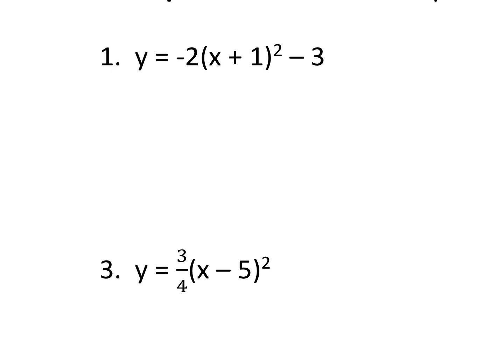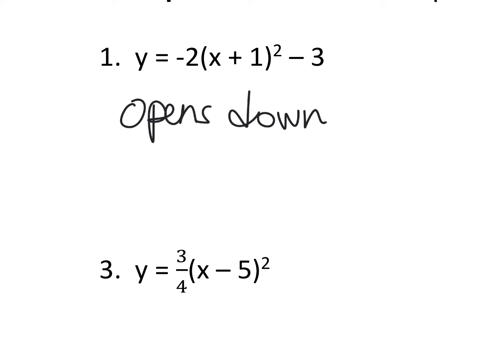Does this open up or down? It opens down because it's been reflected, the negative in front. So it opens down. And now we want the vertex. It would go left 1, down 3. So you change the sign of the 1, and it goes -1, and it goes down 3. So that's my vertex, h and k. Just like it was with your absolute value, it's the same kind of stuff here.